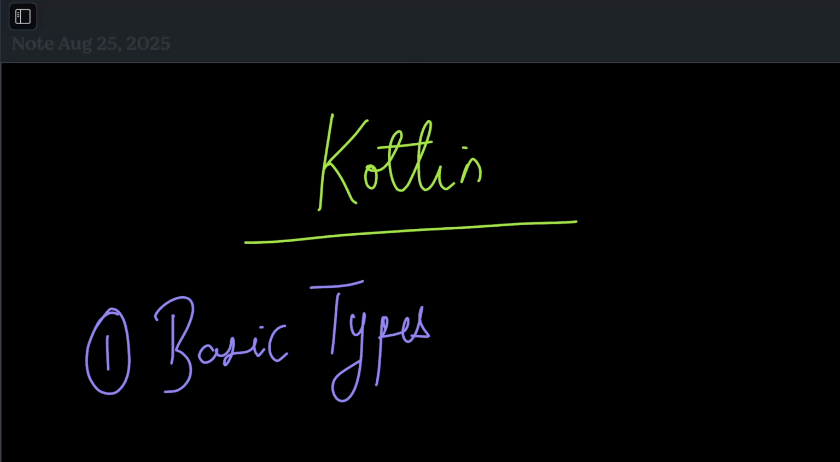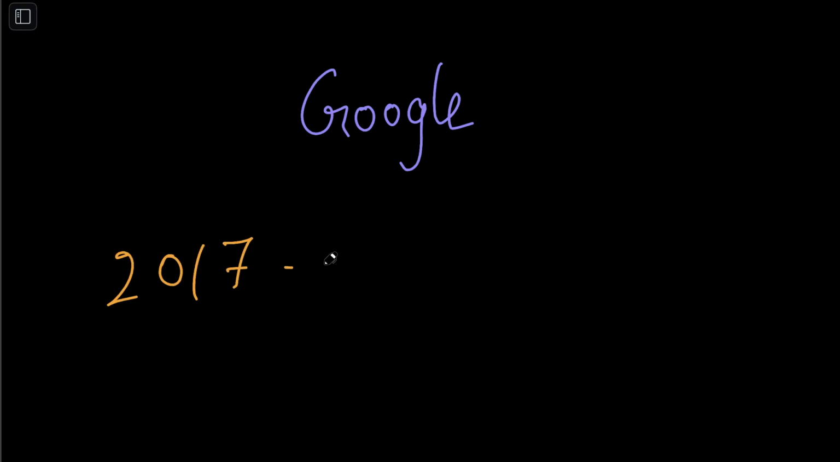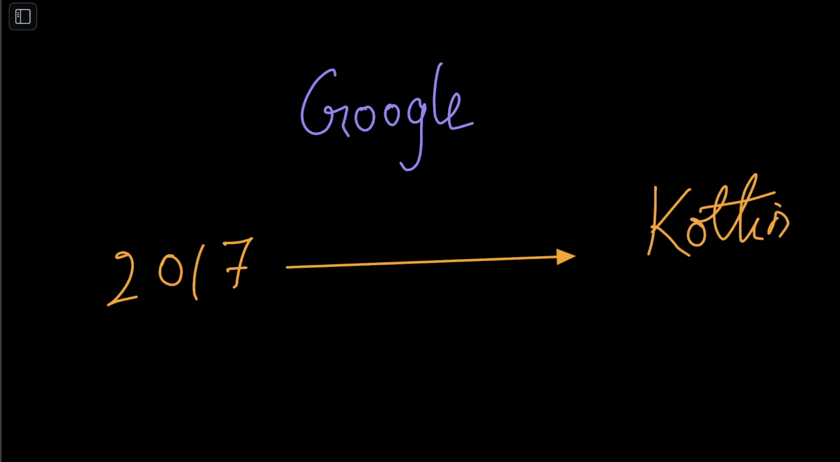So basically, first, why use Kotlin? Our real goal is towards mobile development, right? So in 2017, Google declared Kotlin as the official programming language for mobile development.